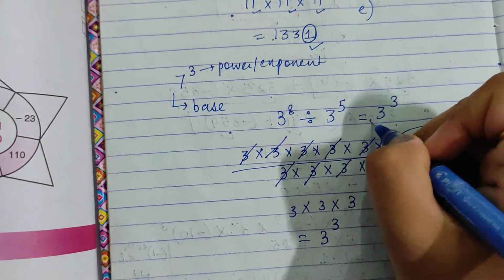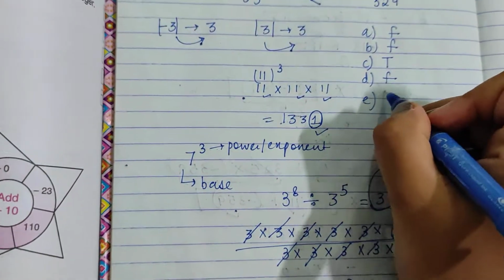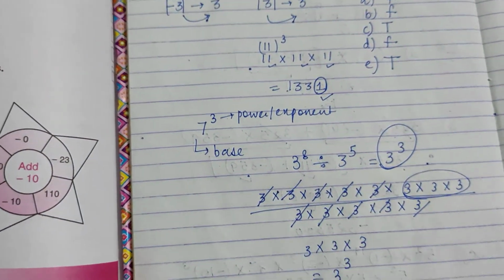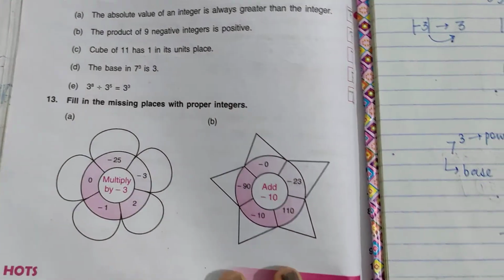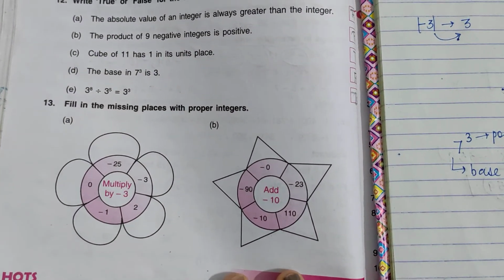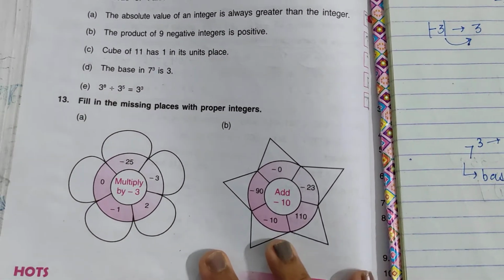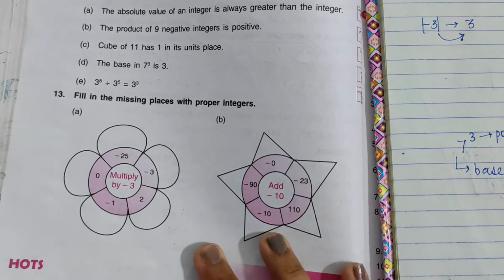So what is given on the right hand side? 3 cube. So this means my answer is true. When I divide them, I am getting the answer 3 raised to the power 3. So this is it for the brain teasers of unit 3. Question 13 is not to be done. You can simply solve it for general knowledge.